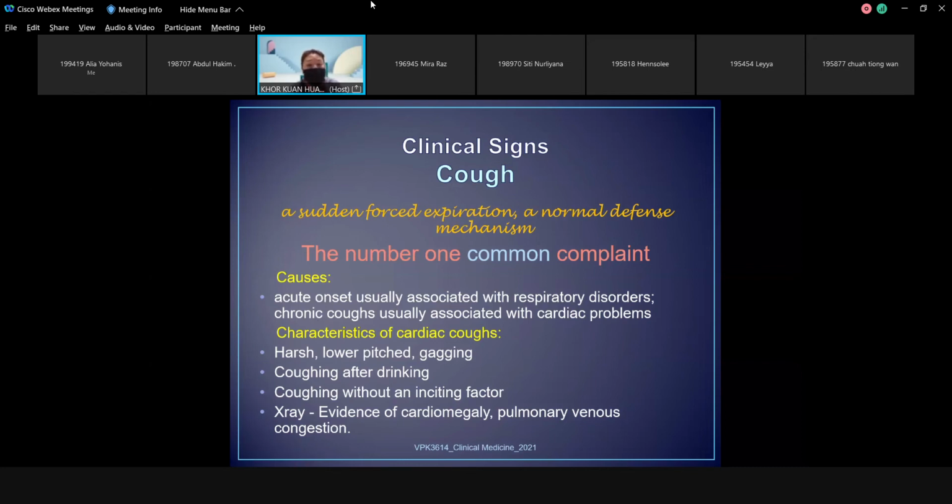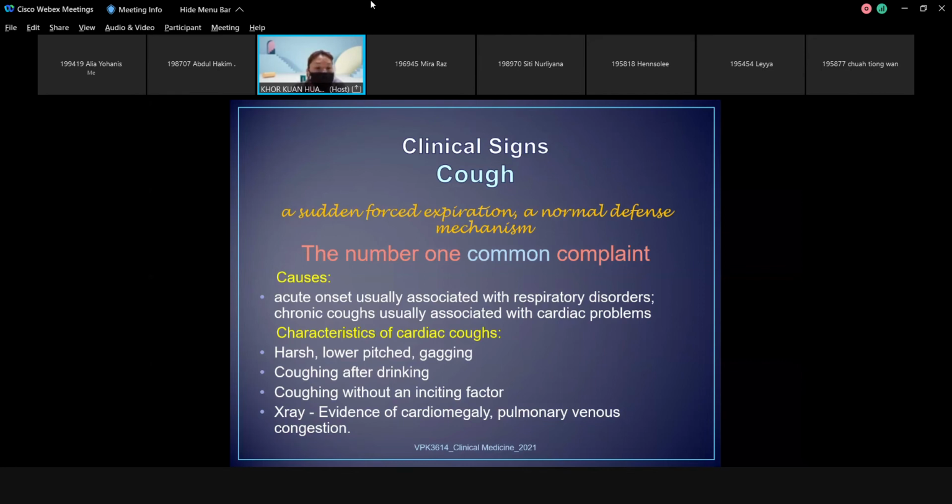Okay, now, characteristic of cardiac coughs, they tend to be harsh, low pitch, and there is a gag. So I'm going to demonstrate. What does the cardiac cough sound like? Right? So that's how the dog will sound when they cough. There is a gagging at the end of the cough when they're trying to clear the throat.